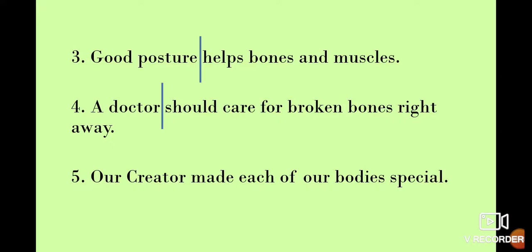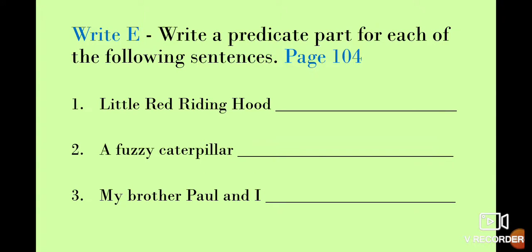Number 5, our Creator made each of our bodies special. In this case, our Creator is the subject, so we write a capital letter S over the subject. Made each of our bodies special. This is the predicate, so we write a letter P over the predicate. Okay, let's continue. In this exercise, the last exercise on page 104, we write a predicate part for each of the following sentences. That means we have the subject, so we complete it with the predicate.